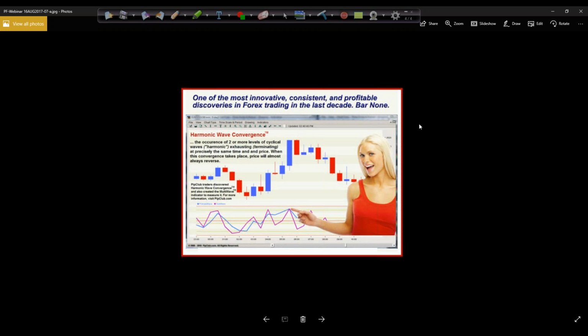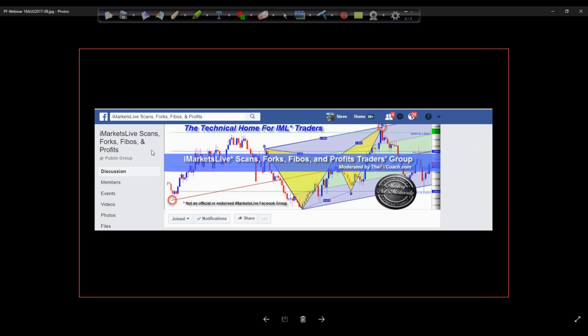Because IML customer traders have access to certain products along with their membership in IML, one of the things I've done is support traders, whether they're affiliated with me or not, in a Facebook group called iMarkets Live Scans, Forks, Fibos, and Profits Traders Group. What we do in that group is share insights about scans, forks, fibos, and profits. One of my specialties the last few years has been to take harmonic scans and work with forks, in order to bring more validity to the scan and for the scan to provide some assistance to the fork. So it's kind of a unique combination, but it's been great.